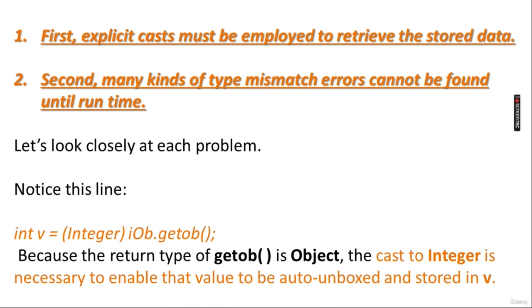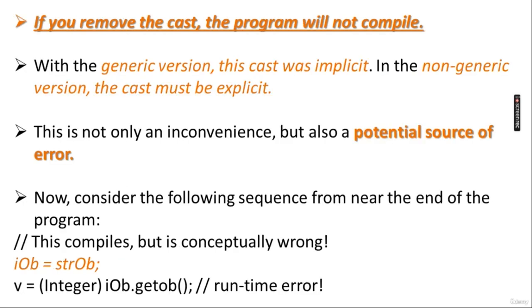Integer v = (Integer) iObject.getObject(). Because the return type of getObject is Object, the cast to Integer is compulsory to enable the value to be auto-unboxed and stored into v. If you remove the cast, the program will not compile. With the generic version, this cast was implicit, and for the non-generic version, the cast must be explicit. You have to explicitly cast it. This is not only an inconvenience but also a potential source of error, so it can generate errors if you are not casting appropriately.